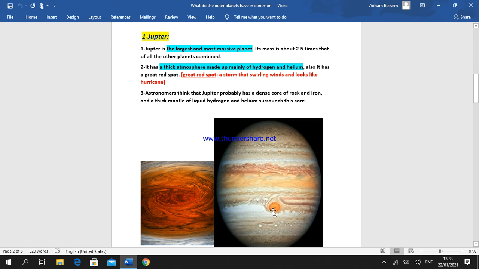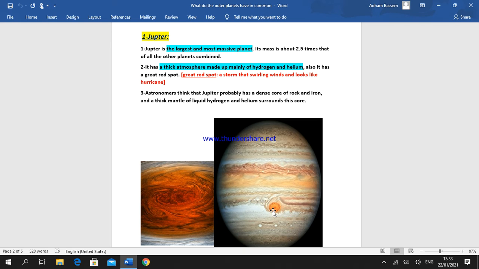Astronomers think that Jupiter probably has a dense core. What is meant by dense core? Dense core means the internal structure of Jupiter. So the scientists think that Jupiter probably has a dense core of rock and iron, and a thick mantle of liquid hydrogen and helium surrounds this core.